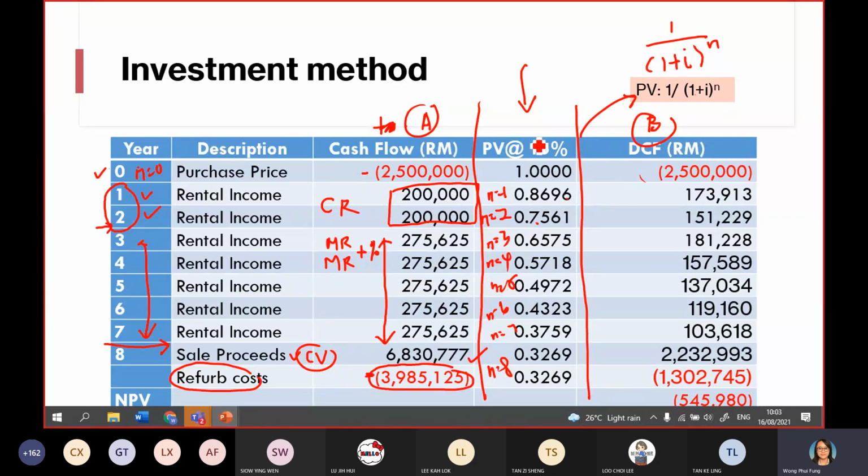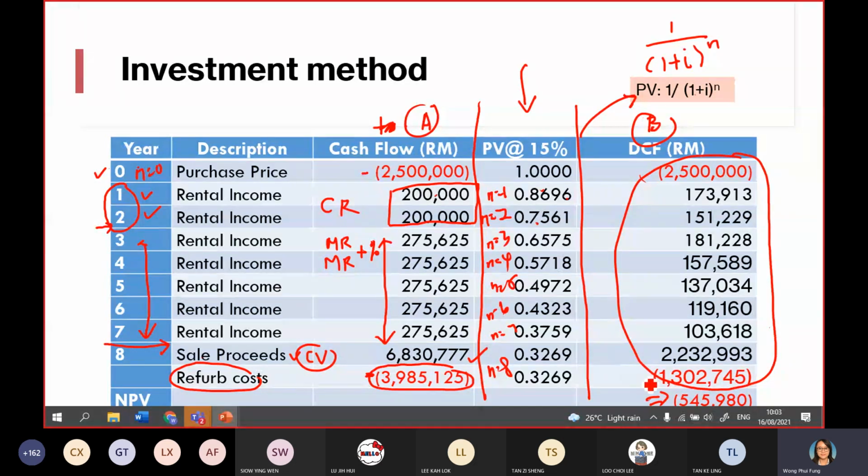So the PV factor is used to convert A into B. You can see that the value here always becomes smaller and smaller. This is what we call discounted cash flow. When you have discounted already, this one times this one, you add up everything together, and you will find out the net present value is negative.